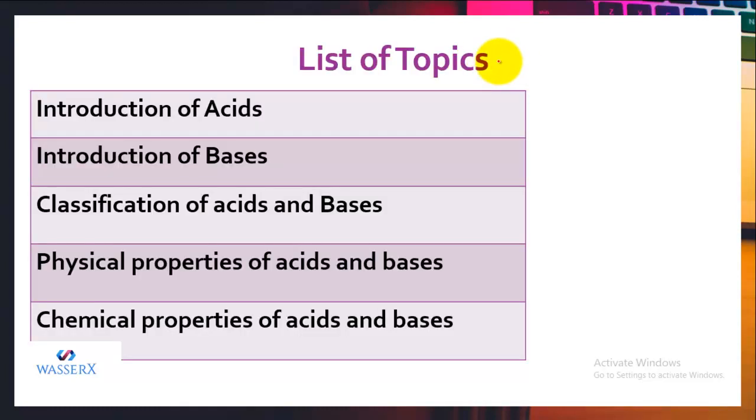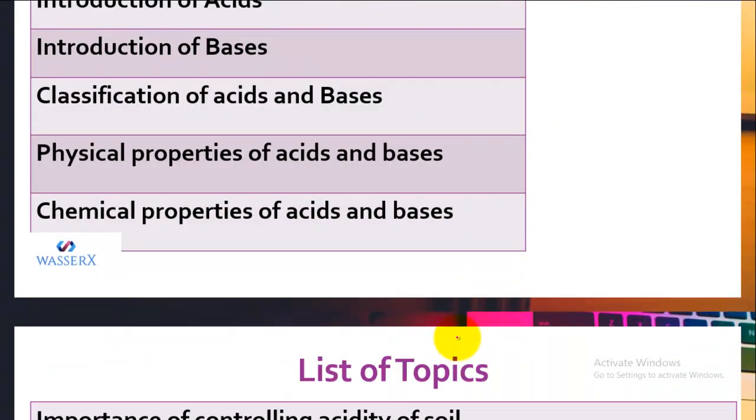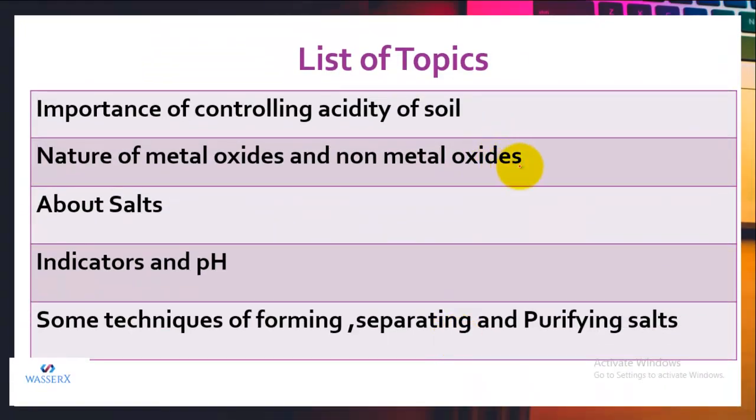The list of topics that we have covered in this video series are introduction of acids, introduction of bases, classification of acids and bases, physical properties of acids and bases. These topics we have already covered in part 1. The other topics are chemical properties of acids and bases, the nature of metal and non-metal oxides, and salts. These are all covered in part 2.